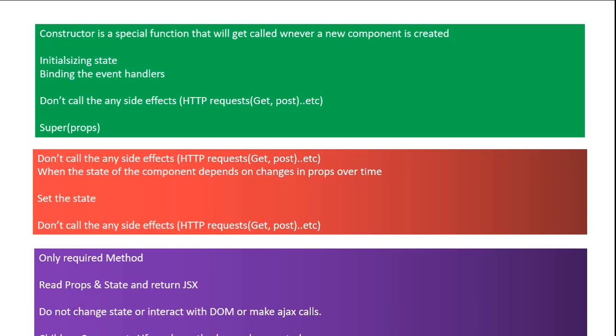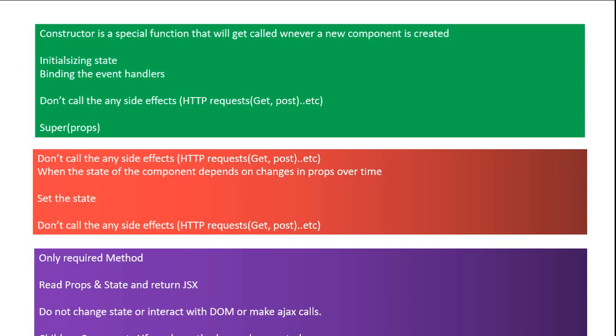The other one is getDerivedStateFromProps. As I said, it is used when the state of the component depends on changes in props over time. That means it will compare. If you want to compare previous props and previous state, you can utilize the getDerivedStateFromProps method. That is the use of setState.